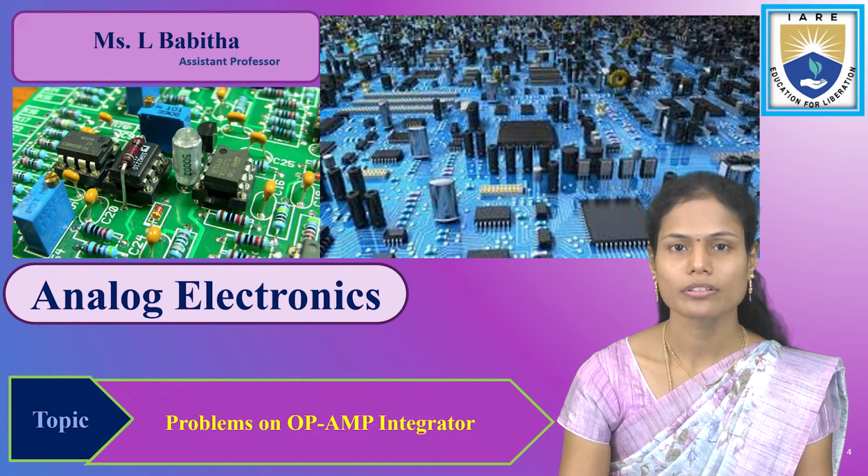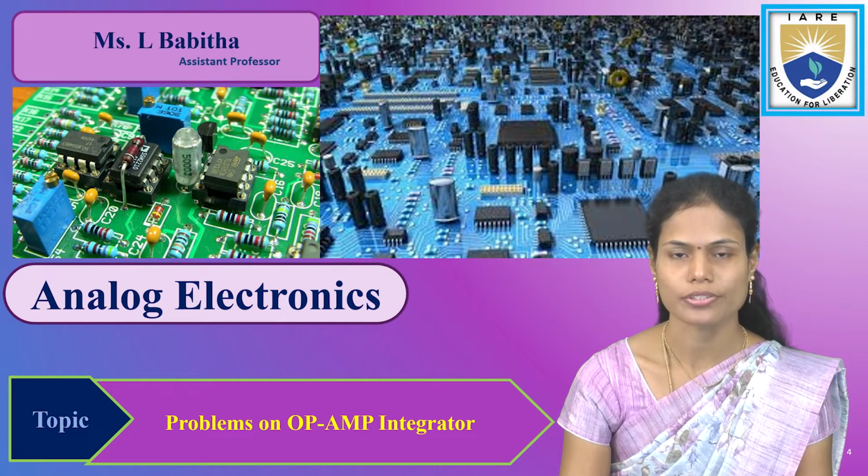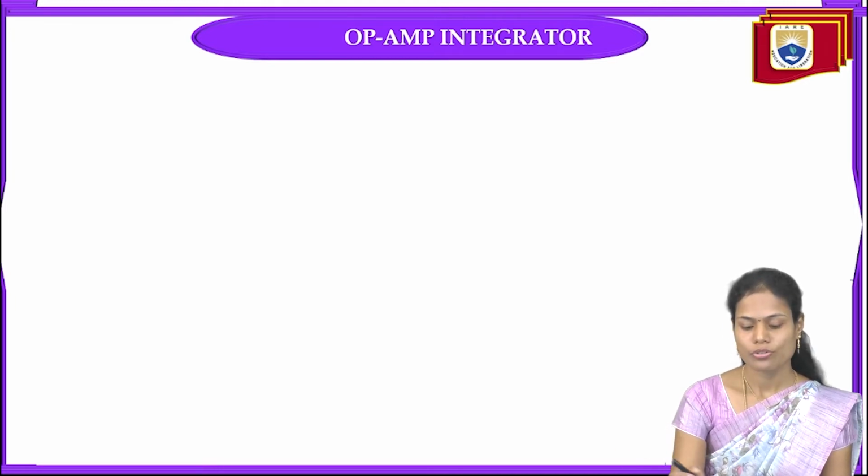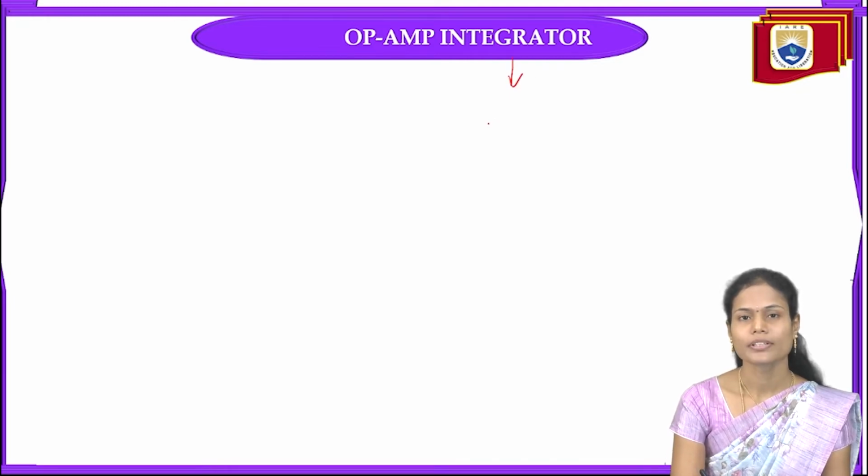In this session, I'm going to discuss problems related to the operational amplifier integrator circuit. Before going to the problems, I'll revise what is meant by an integrator, what is meant by an op-amp integrator, and why we are moving to the practical integrator circuit. Generally, this integrator circuit we can design with resistor and capacitor elements. Those are the passive elements.